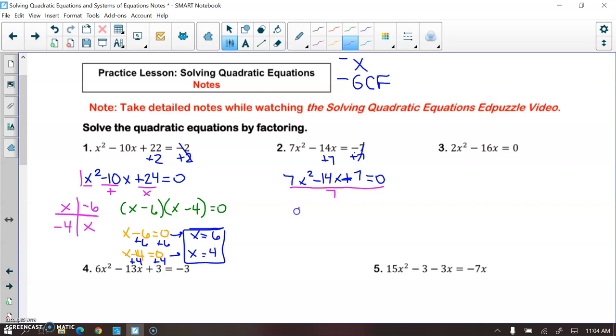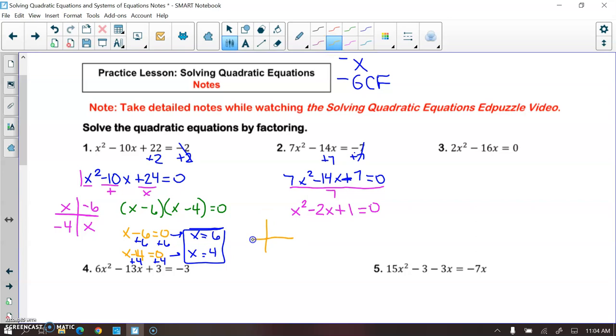7x squared divided by 7 would give me 1x squared. Negative 14x divided by 7 gives me minus 2x. And plus 7 divided by 7 gives me plus 1. And 0 divided by 7 is 0. So I just made this problem easy for myself because now this becomes a box method problem.